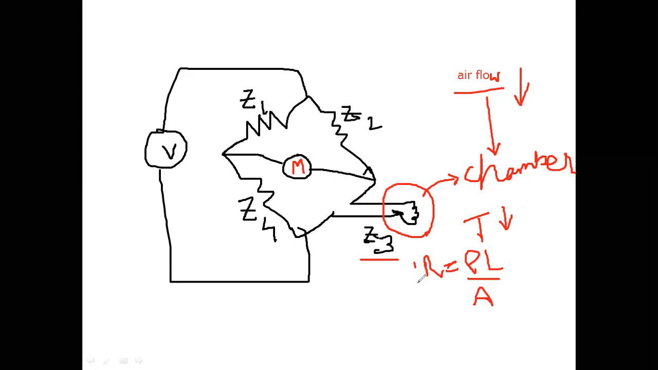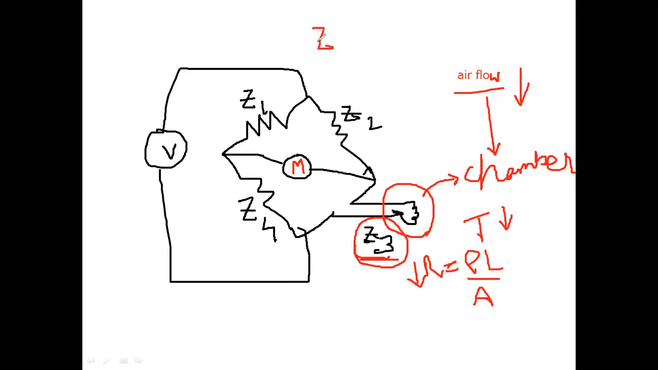Resistance also reduces. Why? Because all metals expand on heating. So if the temperature reduces, what will happen? The length of the material will reduce, so the resistance will be reduced. If the resistance reduces, what will happen? Z3 will vary. If Z3 varies, then the bridge is not in balanced condition.